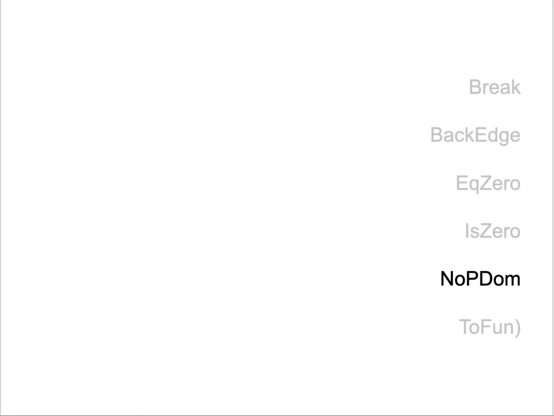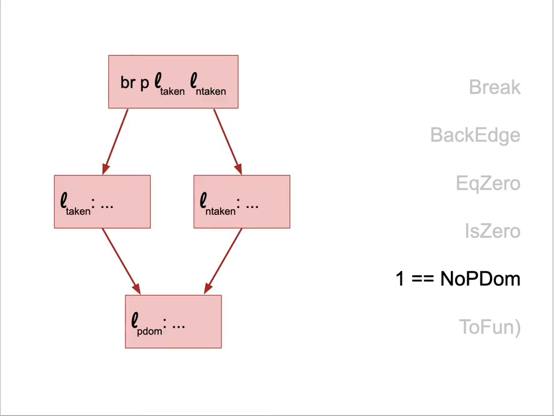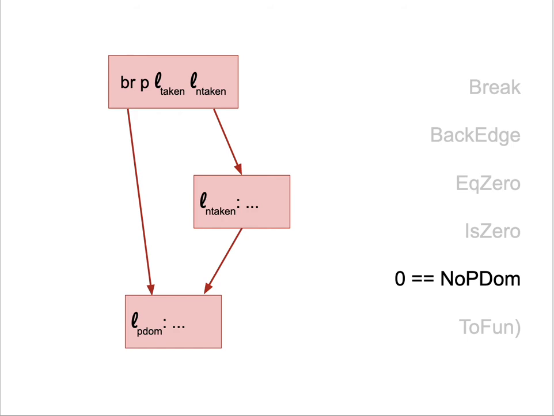Our fifth feature is true whenever the taken side of the branch goes to a block that does not post-dominate the branch. So here's an example where the feature would be true. That's because the taken basic block is not the post-dominator of the branch. And here we have an example where the feature is false. The taken block is the post-dominator of the branch.